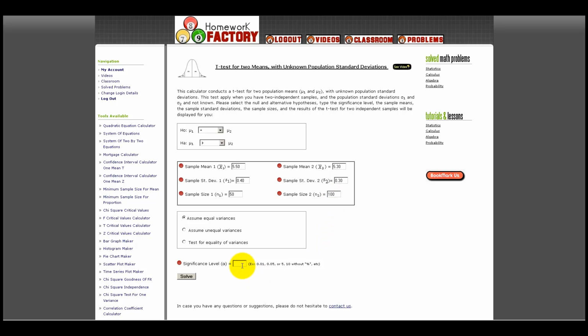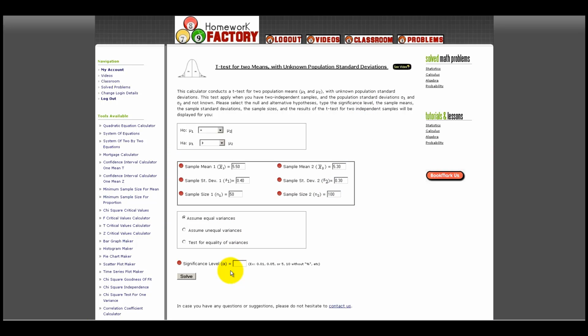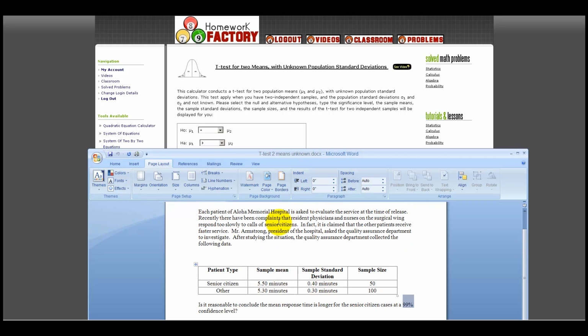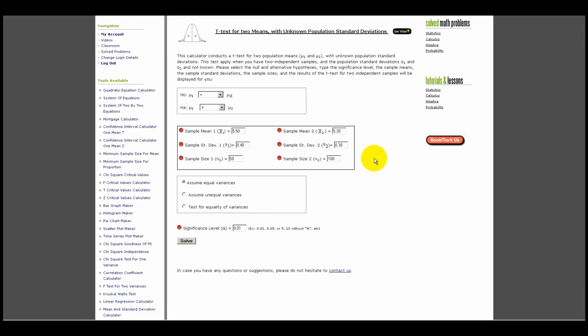All we need to know now is what is the significance level. So you know the confidence level is 99%. So how do you compute the significance level? It's just 100 minus 99%, which is 1%. And that is typed as 0.01. And as you can see, it doesn't say anything about whether the population standard deviations are assumed to be equal or not. It does not say. So we just assume equal variances as a default option.